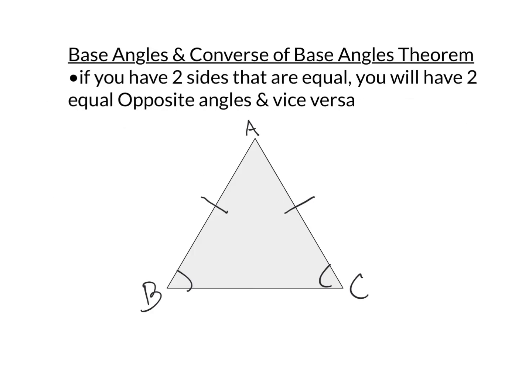You don't have to write this down, but I do want you to draw it. So draw this real quick and then we'll explain it. All right, this is the base angles and converse of base angles theorem. Basically what it says is if I have a triangle and I have two congruent sides, I'm also going to have two congruent angles. And they're going to be opposite of each other.